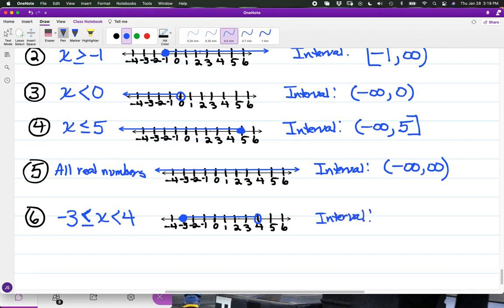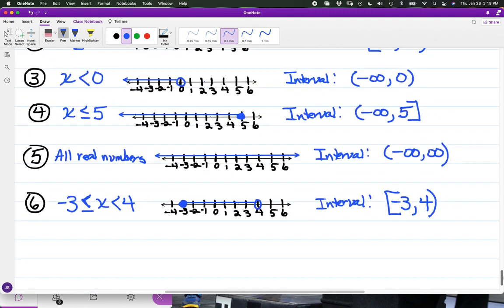okay, so we have going from and including -3, approaching but not quite including 4. Since -3 is included, we're going to have a bracket. Since 4 is excluded, we're going to have a parenthesis. So you can say that we're starting exactly at -3, and going out to like 3.99999, but never exactly getting to 4. Okay, so these are samples of what we have with inequality statements.